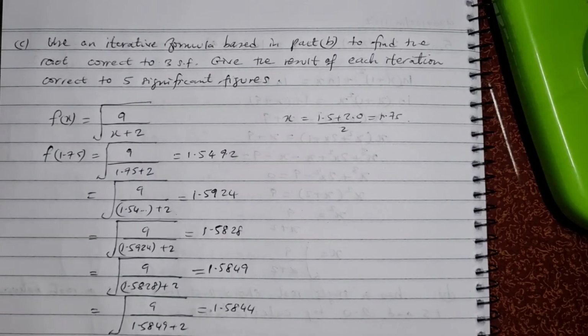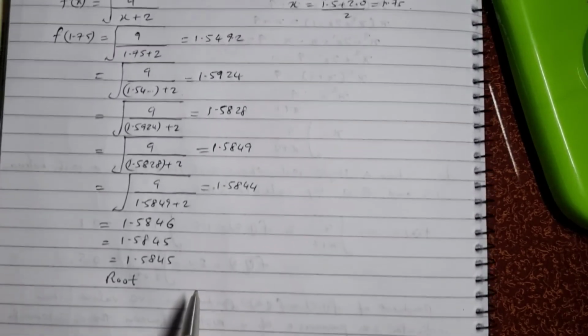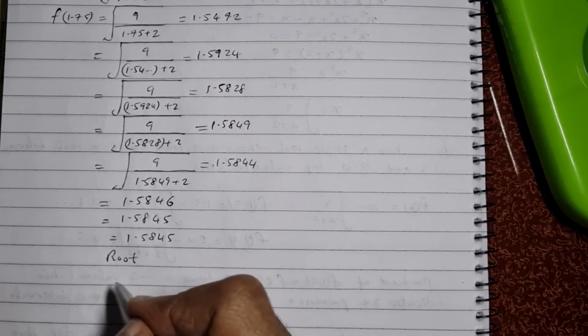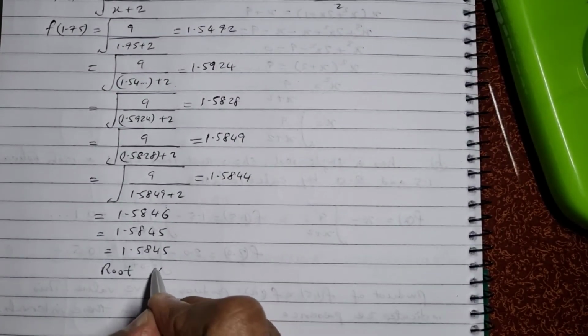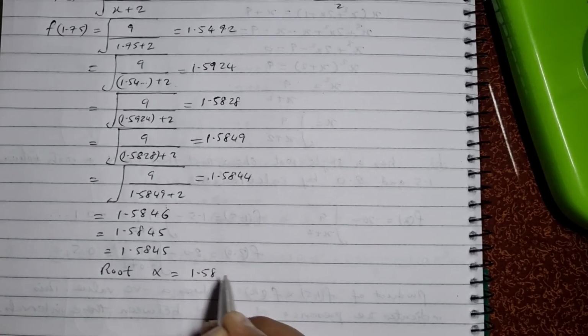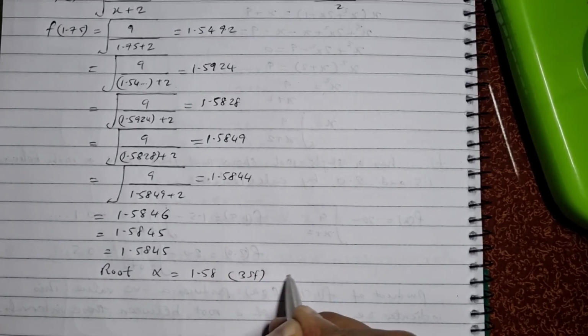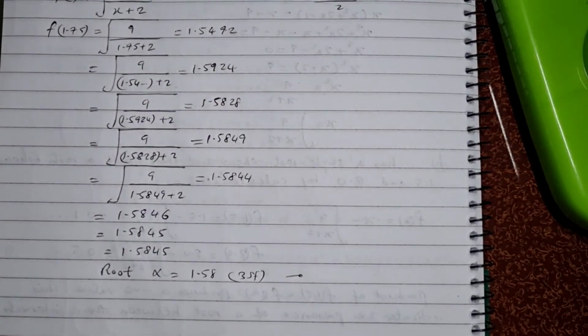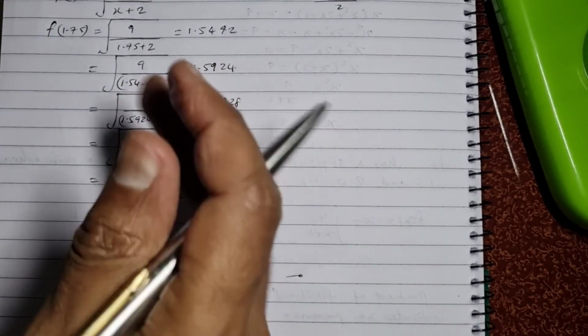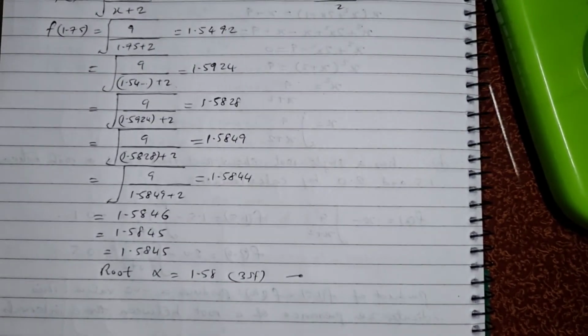So the root alpha can be said to be 1.58 to 3 significant figures. Anyway, I'm sure you were able to get what I mean when I was doing the calculation. Take care.